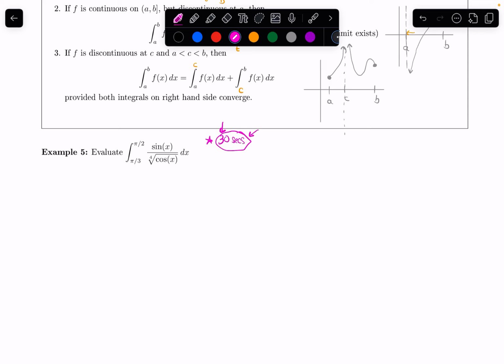Okay, so hopefully you did that. Hopefully you paused it to think about where this is discontinuous. And the issue is at pi over 2. If you plug pi over 2 in, you get 0 in the denominator, and that's going to make this discontinuous there.